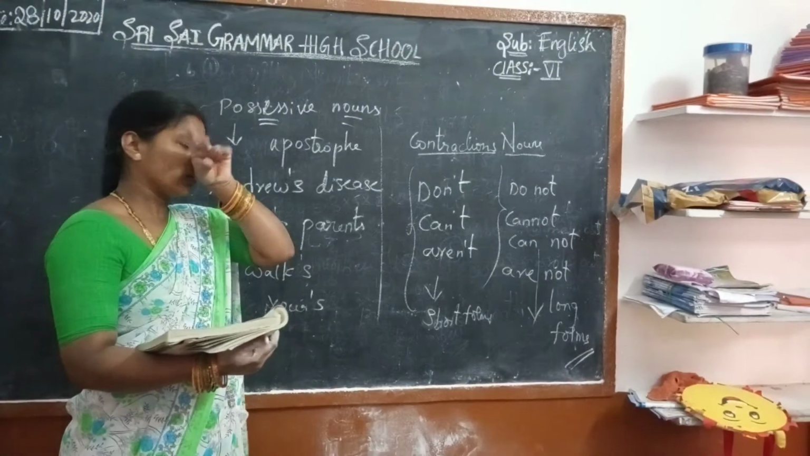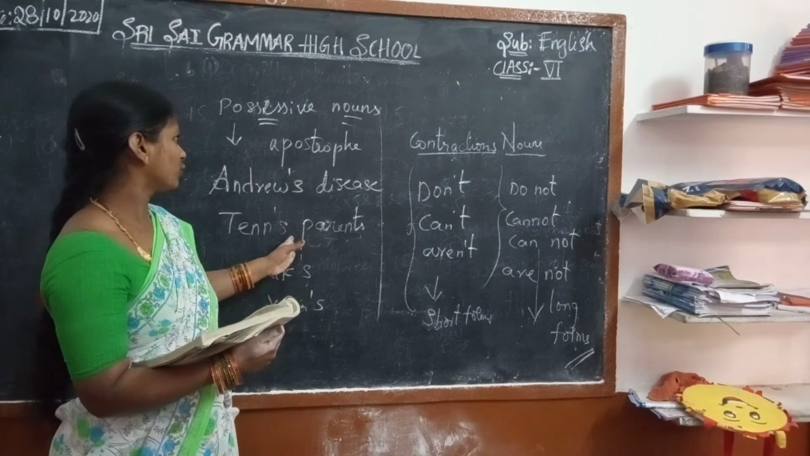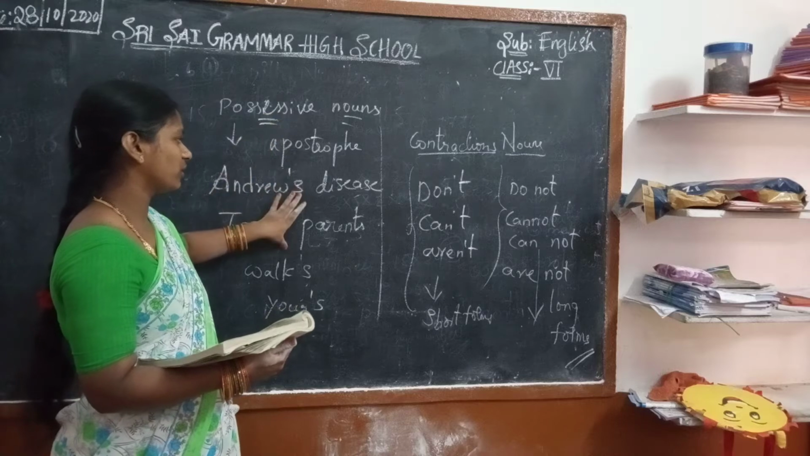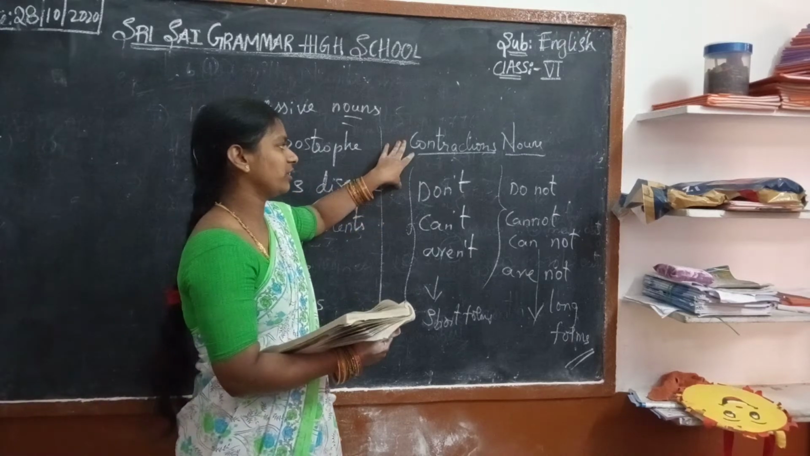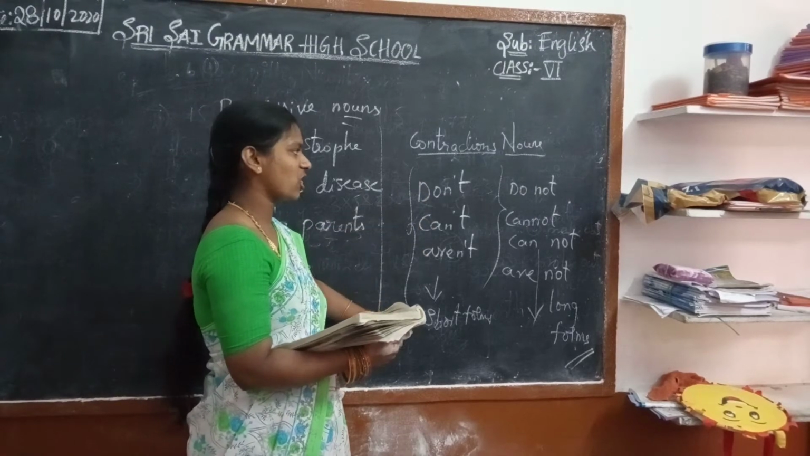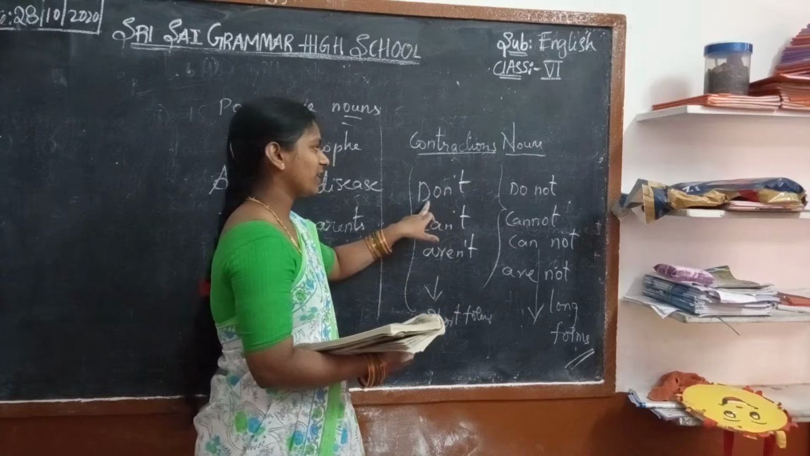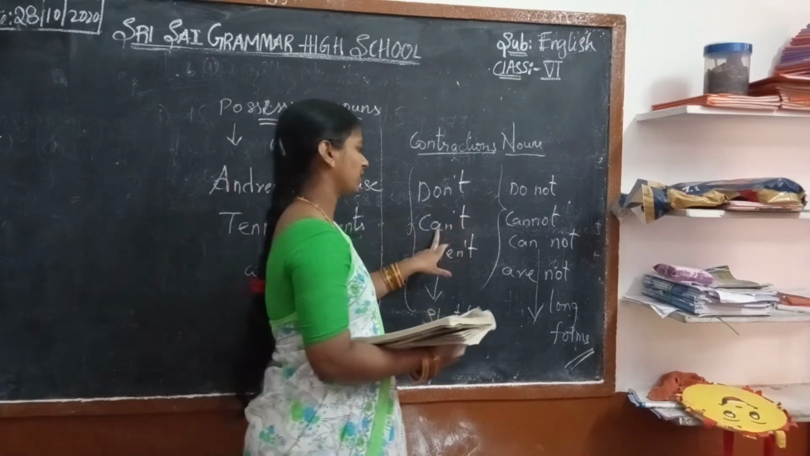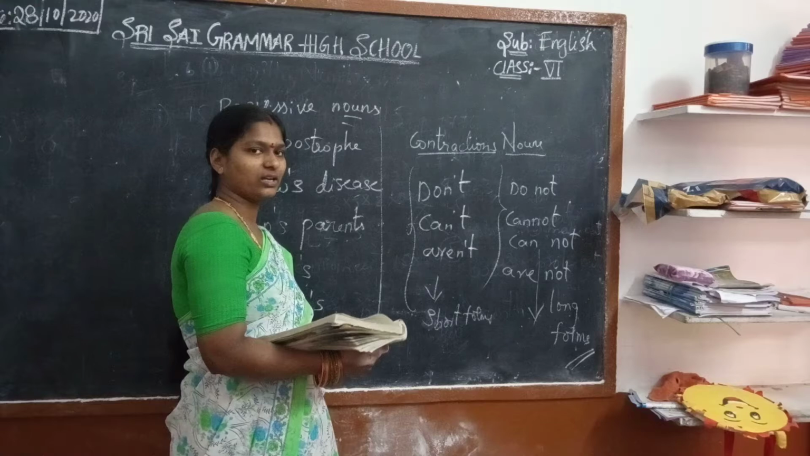Now see, this disease's and these are the apostrophes of possessive nouns that we use like this. And in the contractions we use don't, can't, aren't. These are nothing but short forms. They can be converted into long forms also. We can write like this: do not, cannot, are not.